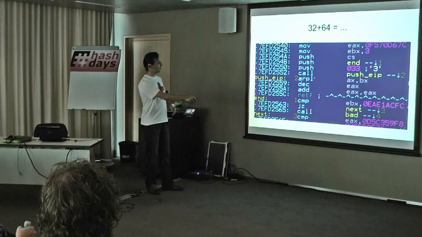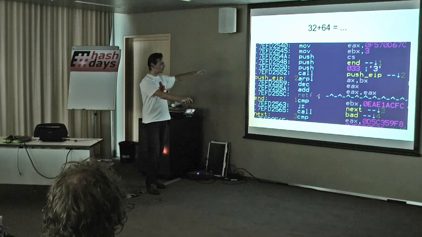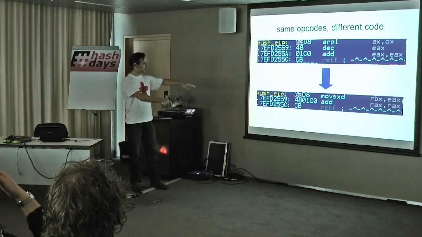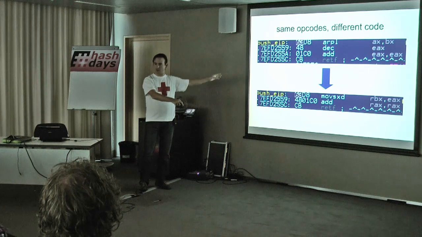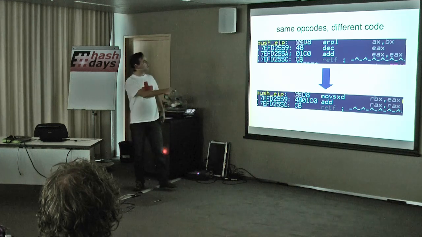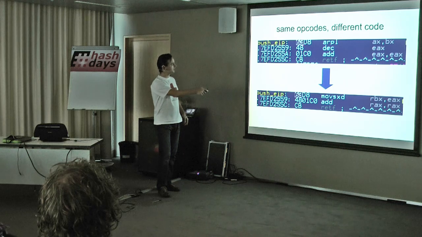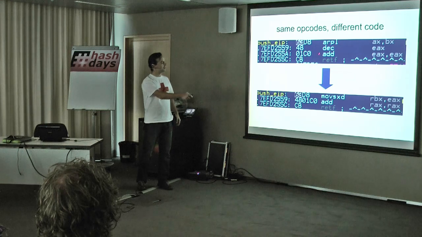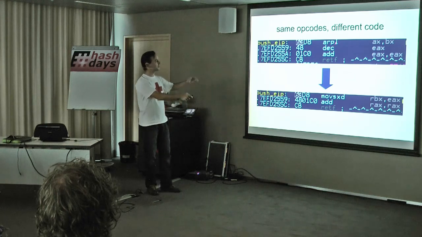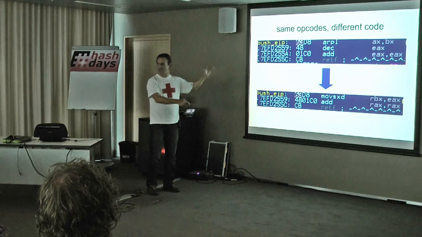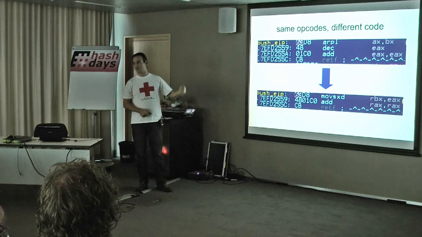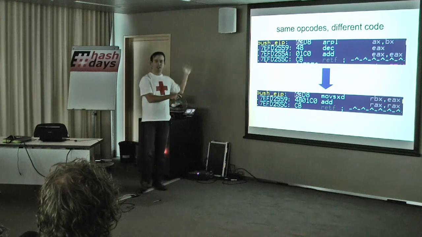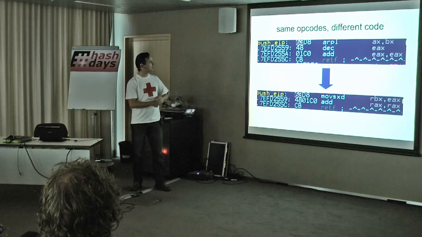So this code will be executed first in the current selector, and then it's executed again on selector 0x33, which means in 64-bit mode. You have the same EIP and the same opcodes, but the disassembly will be different, and I chose opcodes that make mnemonics specific to each size, 32-bit or 64-bit.